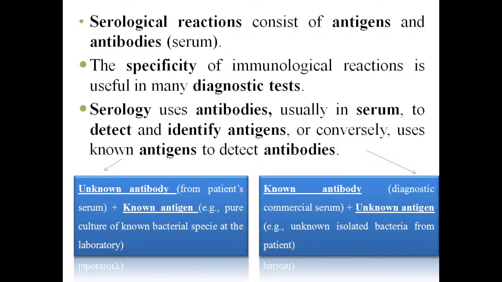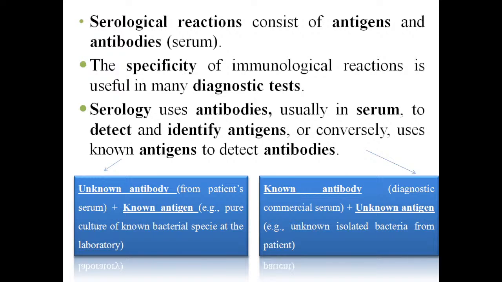Serological reactions or serological tests consist of antigens and antibodies or serum. You know that antibodies are present in serum. The specificity of immunological reactions is useful in many diagnostic tests. You remember that there is one important property of antibodies. It is specificity, the ability of antibodies to react with only those antigens that cause their production. It is a very important property.